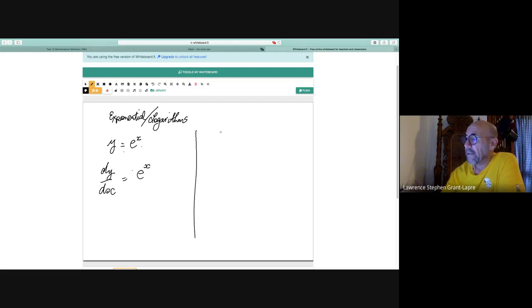Now, in reverse, if the function is e to the power of x, then what's the antiderivative? So if the derivative is e to the power of x, what is the antiderivative of that value? So here is the derivative, so the function is also e to the power of x. Now that's okay, but what if there's a power of, let's separate this.